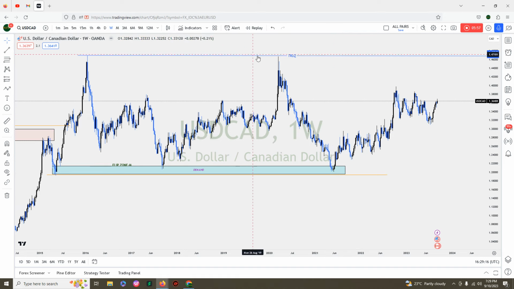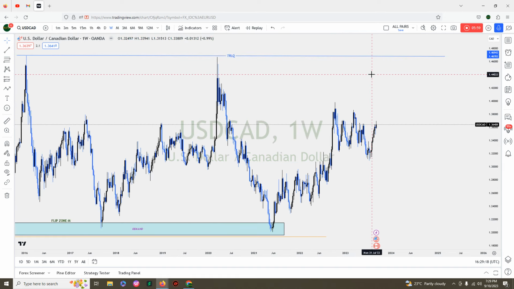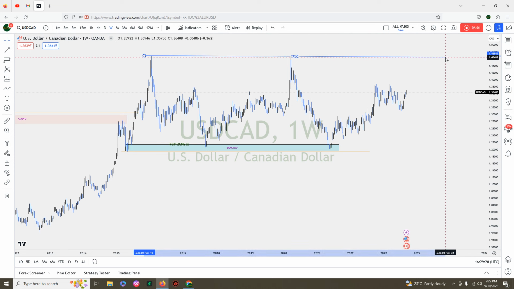So we have this high and this high. They have formed a trend line liquidity. You will expect the market to come back to that region.